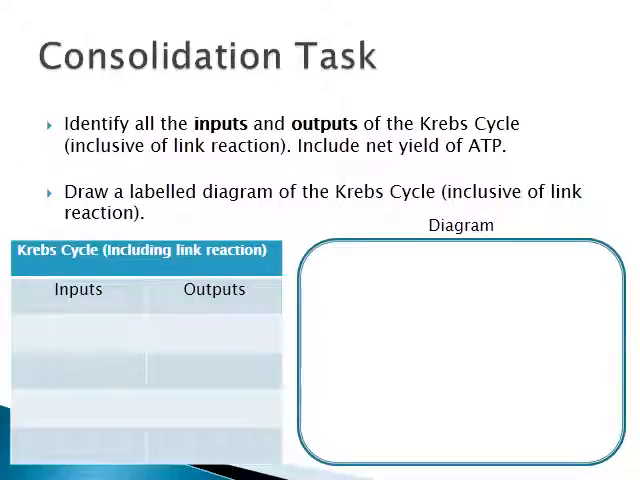Consolidation task for the Krebs cycle now. So you know the drill. Draw yourself a little diagram. And I should have mentioned in that last slide too that the FADH2 is a cousin to NAD and to NADP+. And along with NADH, FADH2 delivers its hydrogen ions and electrons to the electron transport chain.